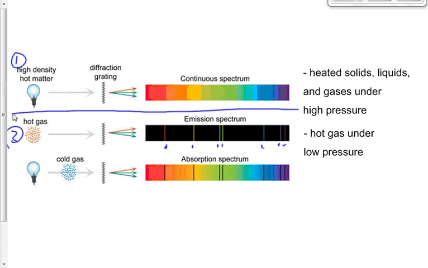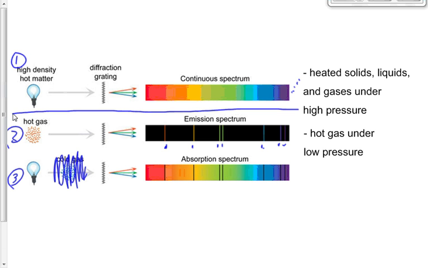What do we see in the third diagram? Third diagram, almost the same as the first one, right? Let's take away this cold gas, in fact. If we take away this cold gas, it is the same as the first one. You've got a hot solid, liquid, or gas under high pressure. It emits electromagnetic radiation. It emits white light, all the colors of the rainbow. Pass it through a prism or diffraction grating, it separates it. What do you get? A continuous spectrum.